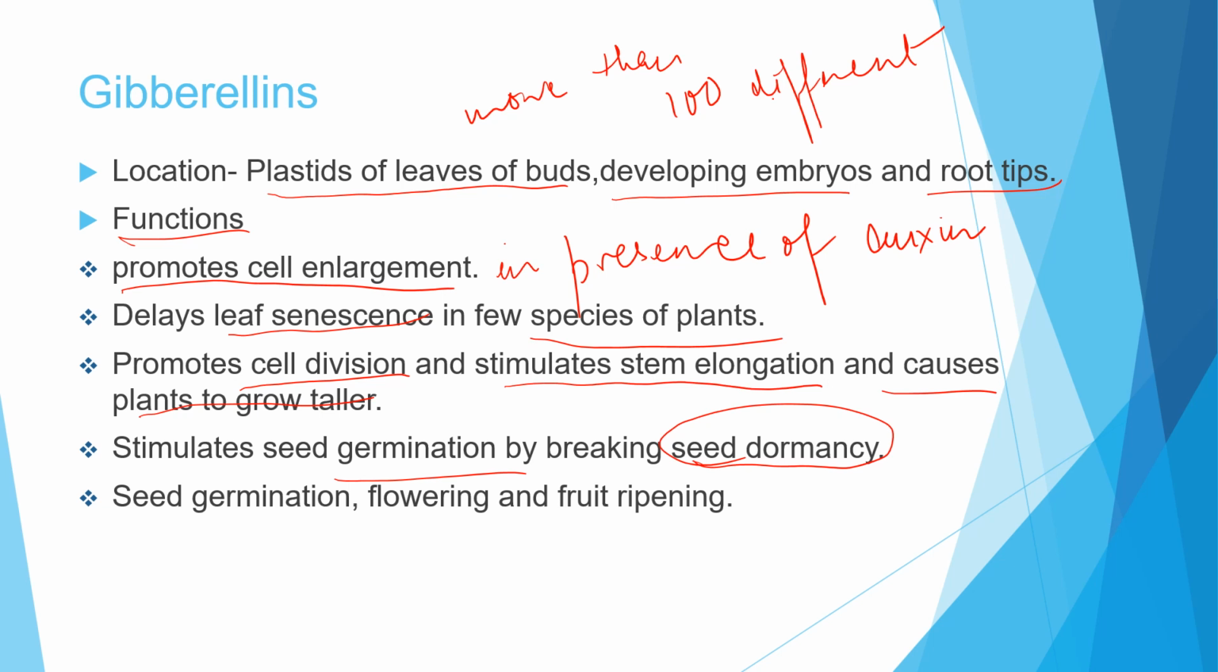Not only seed germination, it helps in flowering and fruit ripening also. So it is having many important effects. Gibberellins have many growth promoting effects. Let us move on to the next one, that is cytokinins.